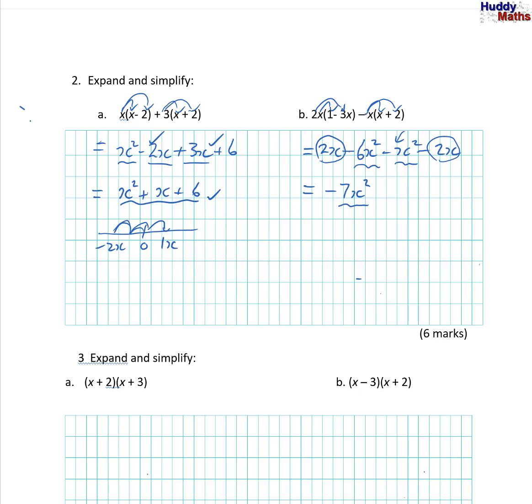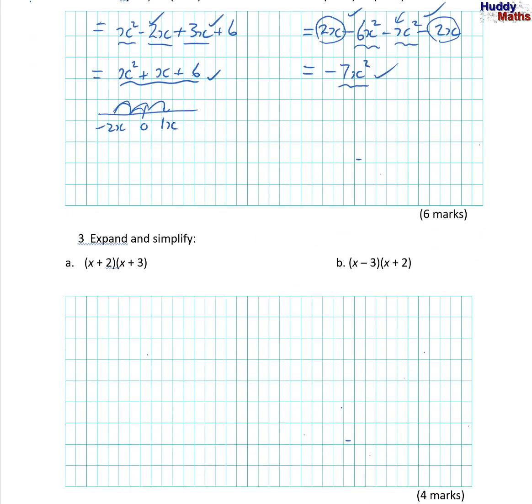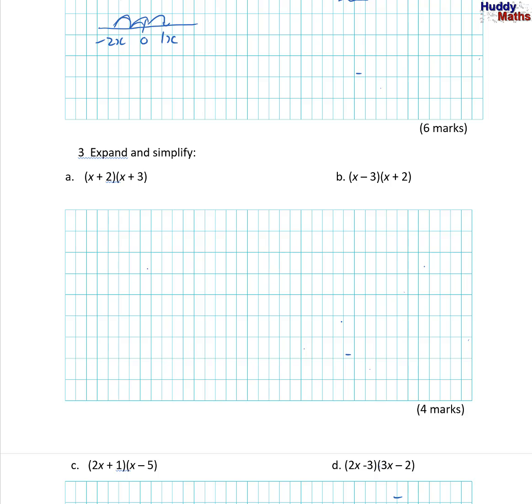All right, so there's 1 mark for these first 2 terms, 1 mark for the second 2, and 1 mark for the simplification, making it out of 6. How did you go there? Hope you're getting a few right. If you're not, you've got to go back and do some more practice exercises, but watch the way in which I'm doing these now.